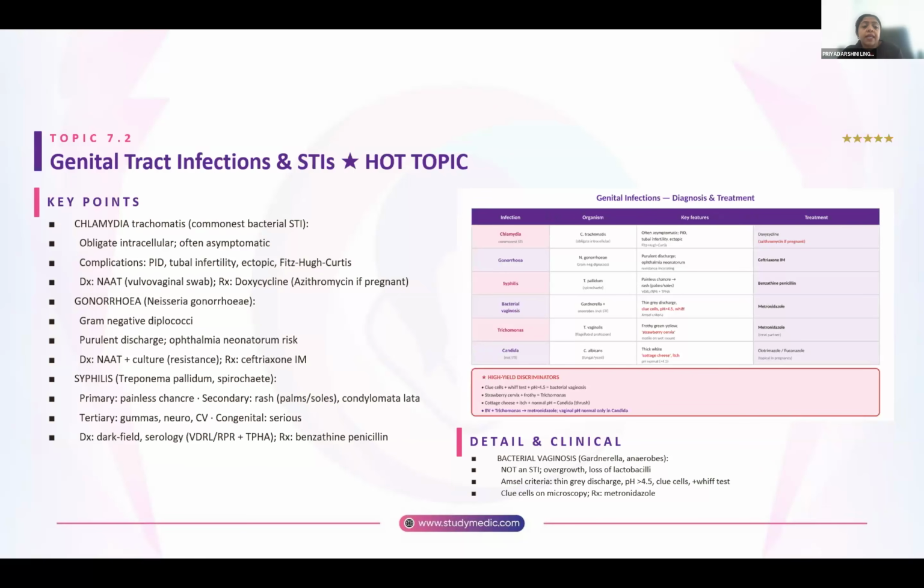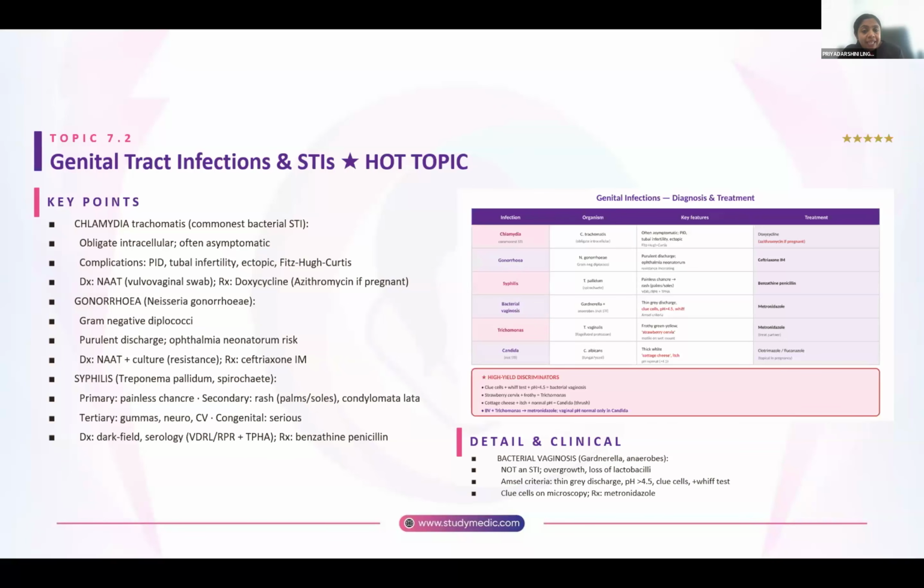And coming to syphilis. Syphilis is caused by the organism Treponema pallidum, which is a spirochete. Primary syphilis causes a painless chancre. In secondary, you will have a rash, especially on the palms and soles, and you have your condylomata lata. Coming to tertiary syphilis, tertiary syphilis is all about development of gummas, your neurosyphilis, your cardiovascular complications, all this comes here. Congenital infection is quite serious with syphilis.